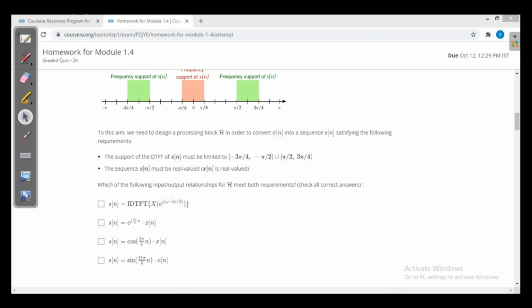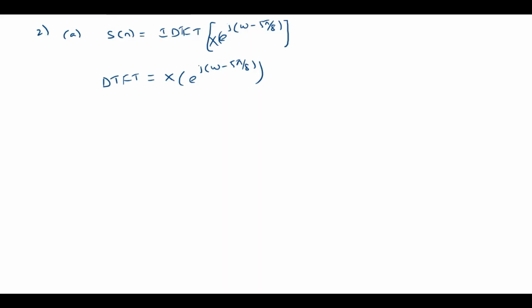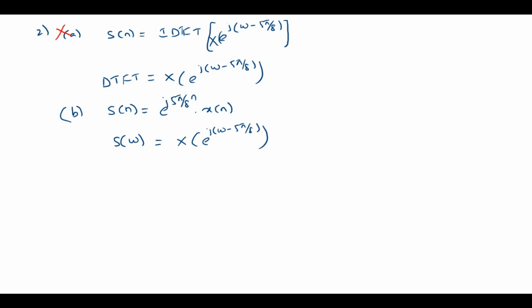Now, see the second one, s of n is equal to e power j 5 pi by 8 n into x of n. The DTFT of s of n is S of omega, or S of e power j omega. We can write X of e power j omega minus 5 pi by 8. So this is similar to option A, which is also wrong.